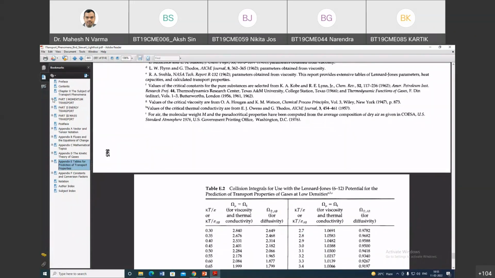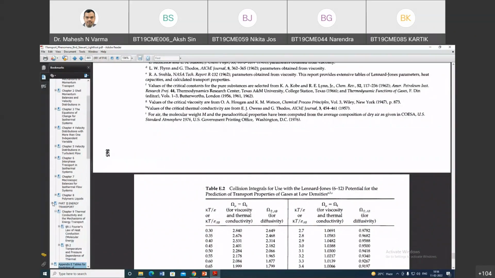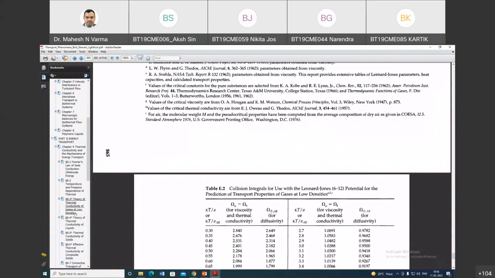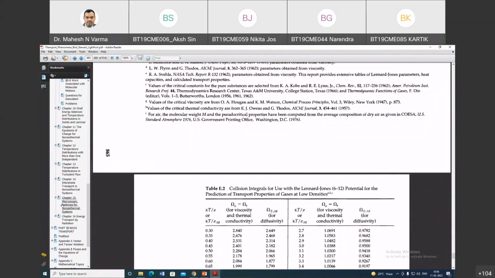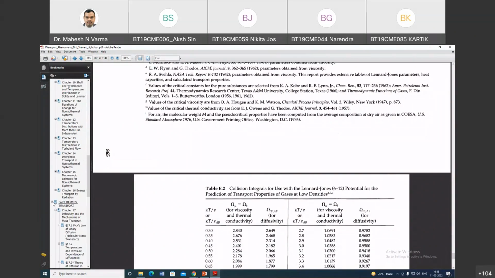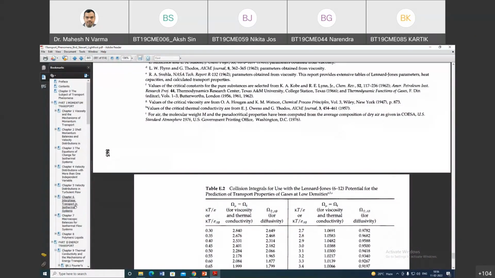What we have covered till now is some part of chapter number 1, some part of chapter number 9 from this book, and some part of chapter number 17 in this book. Then we have covered interface mass transfer, some part of chapter number 6.